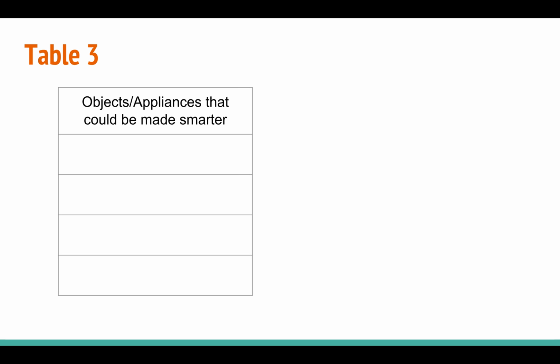Okay, now moving on to table 3. In this one, I want you to imagine 4 different objects or appliances in your house or around us that could be made smarter. So think both inside your house as well as outside your house. So for example, if I were to think of an object like chairs, those are inside my house and outside my house, an oven, maybe beverage containers, or a washing machine. You could maybe think of a mailbox, like what would be a smart mailbox? Or again, my point is think of objects inside your house and outside your house. Pause the video and I want you to write down 4 things.